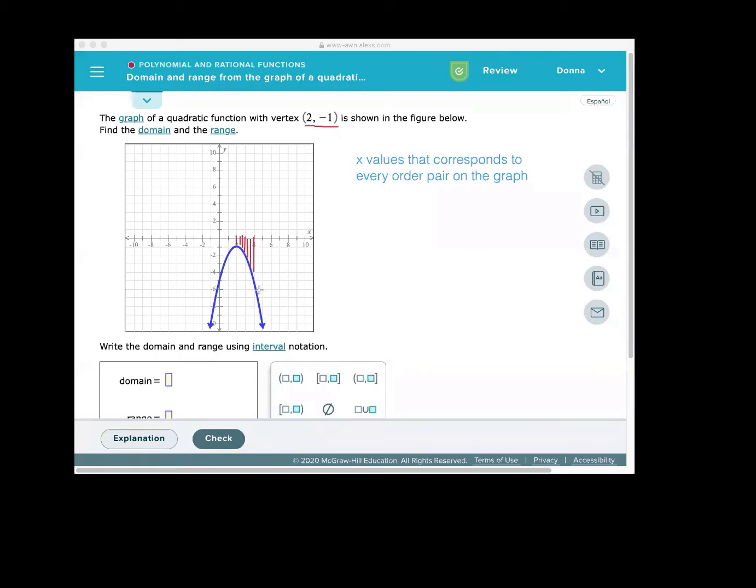The same is also true when I go over onto the left-hand side. So as I project every point onto the x-axis, that's really giving me the x values, which is really the domain.